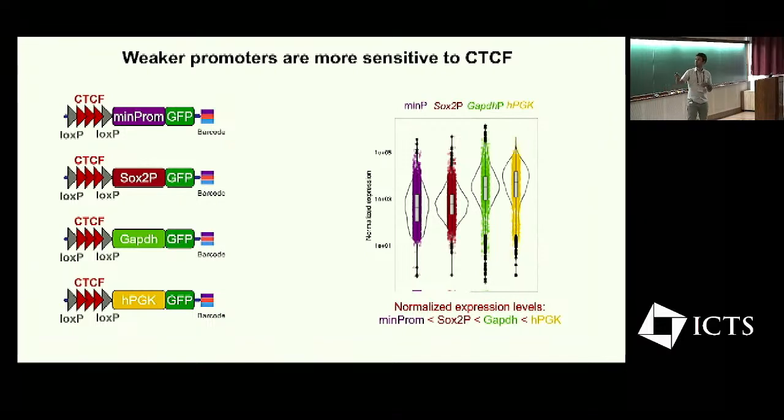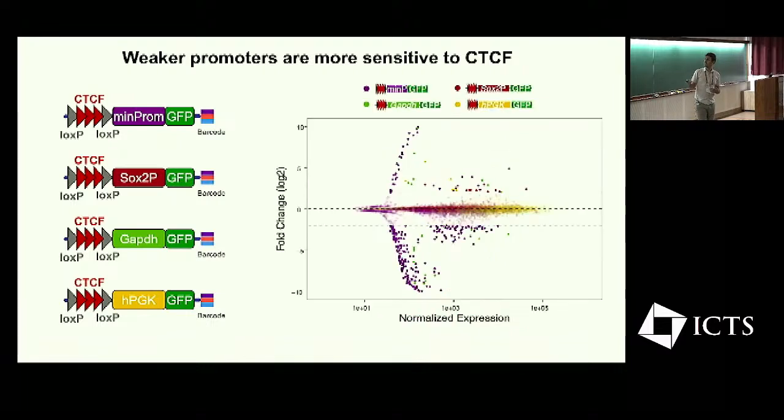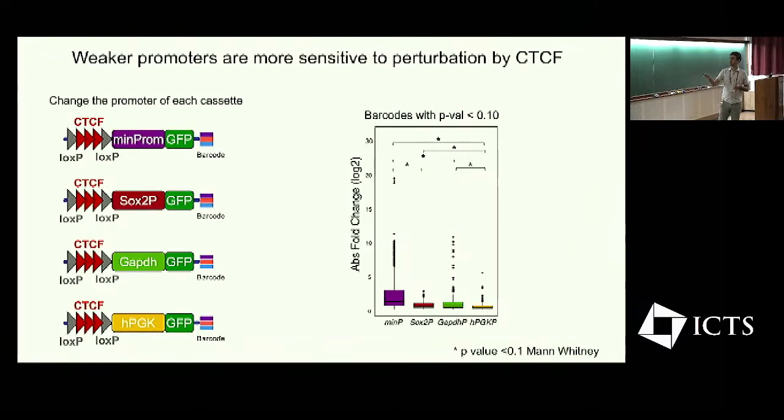You can see, perhaps as you would expect, GAPDH is the weaker, but it's obviously depending on where it integrates. There's a big range of expression. You have the minimal promoters, the weakest, and SOX2, GAPDH, HPGK. When we look at the effects of having these promoters, you can see how the minimal promoter is the one that has the strongest variations of gene expression, or the strongest ability to react to the presence or absence of CTCF. That's also quantified over here.